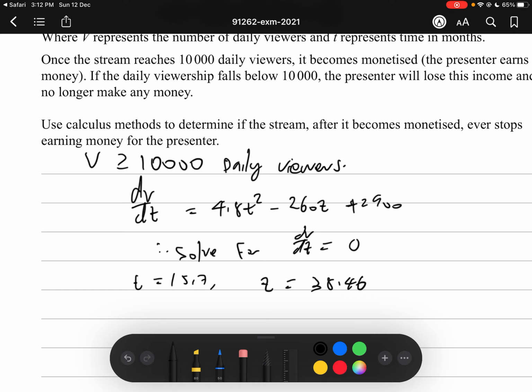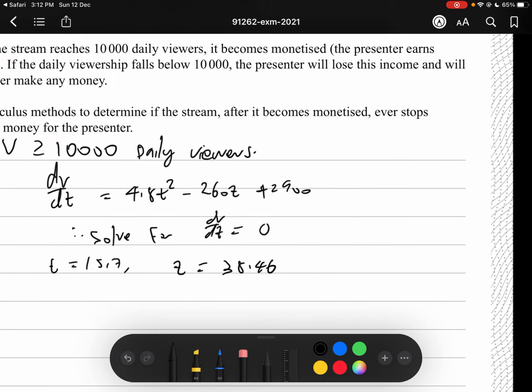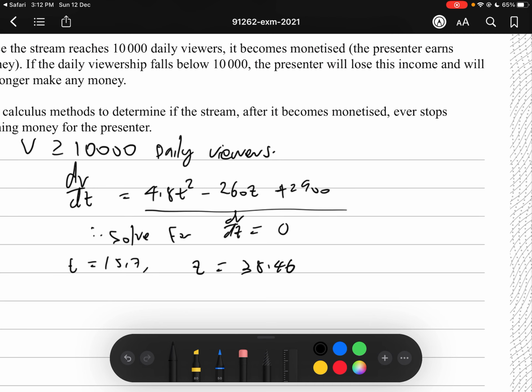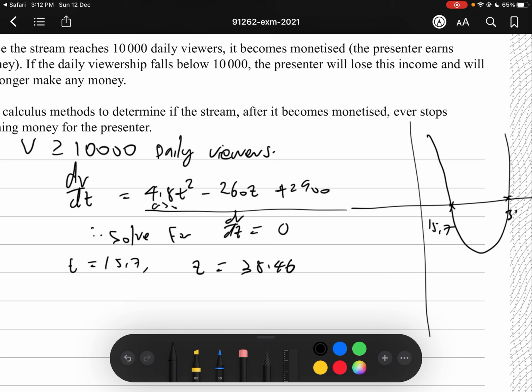Using this information, we can find periods of time when the function is increasing and when it is decreasing. We know that this dV over dt is a positive parabola since the a value is greater than 0. So we can draw a rough shape of what this will look like, with 15.7 here and 38.46 here. This is the equation for the rate of change of the function. When it lies above the x-axis, the function is increasing. In between these two points it is below the x-axis, so dV over dt is less than 0, and between these two values the function will be decreasing. So we write down that's our analysis.